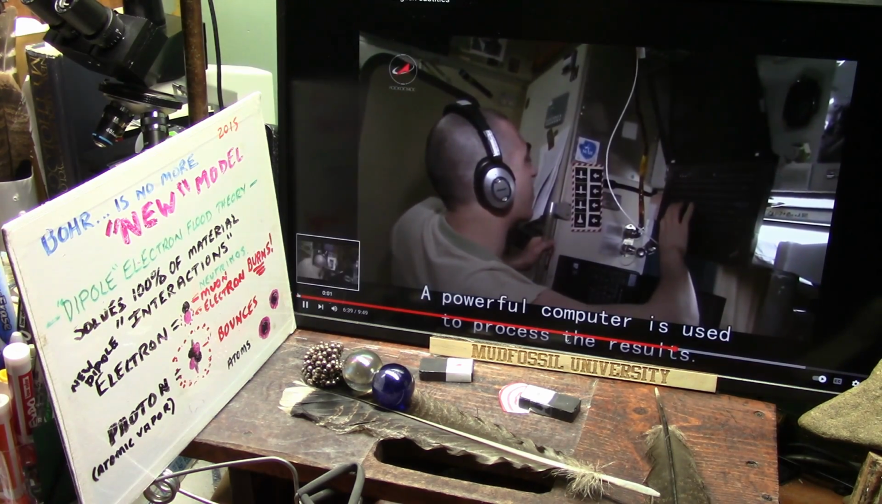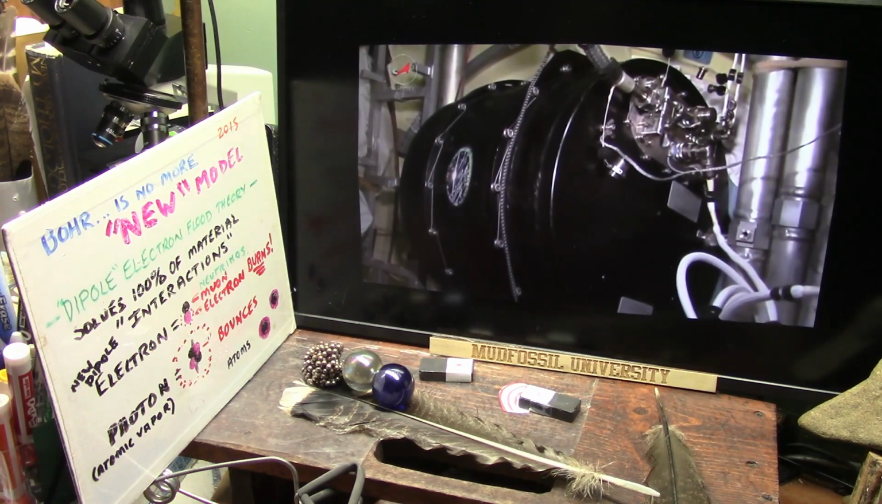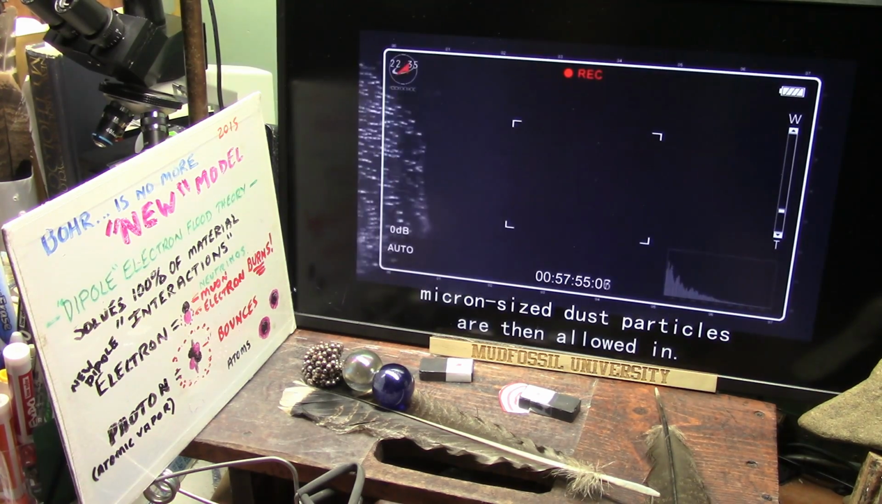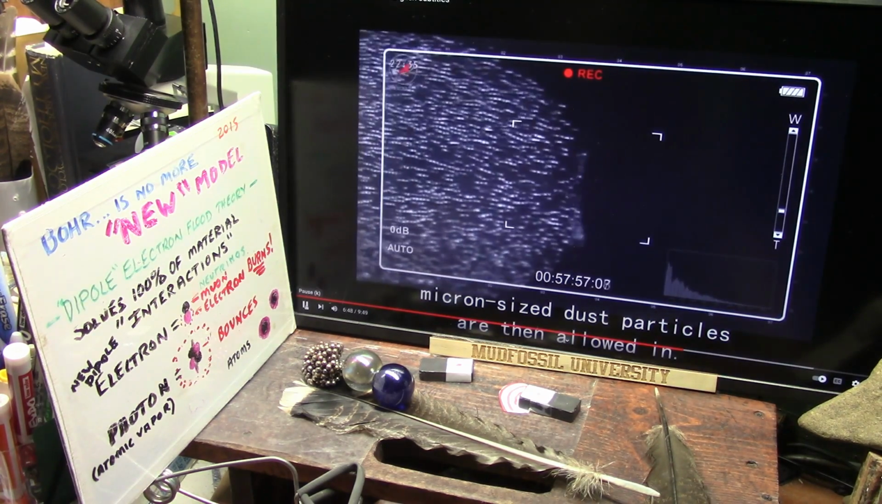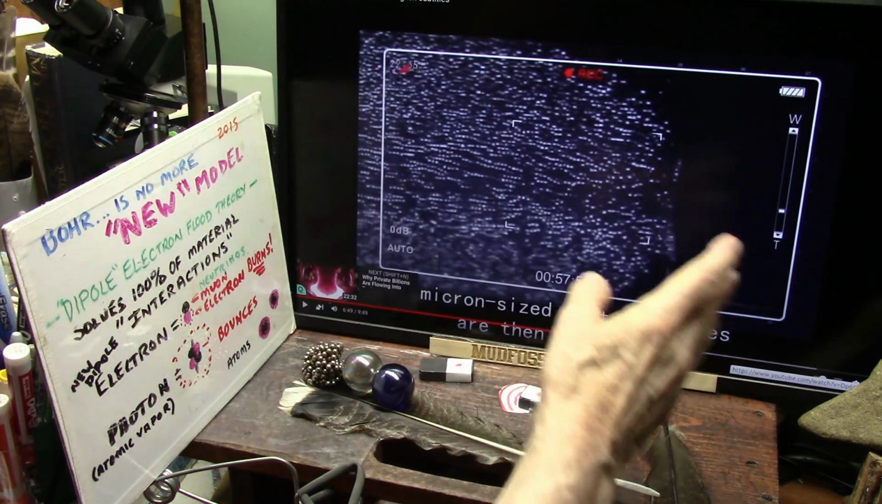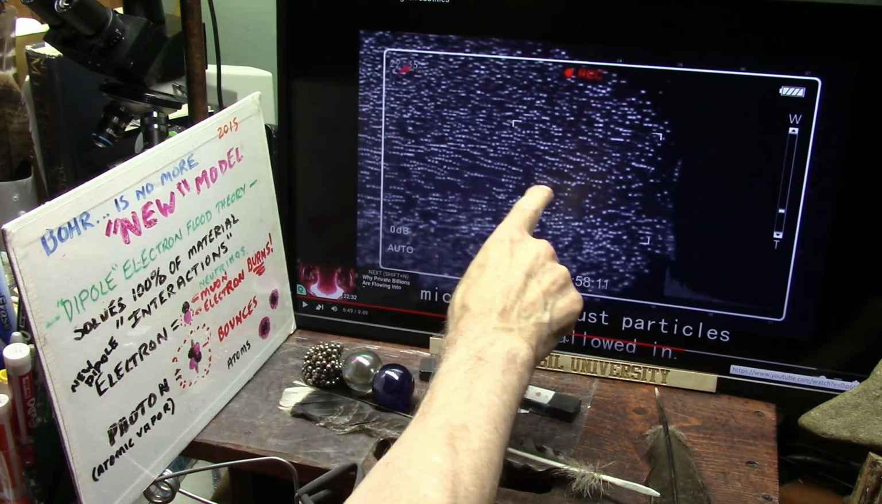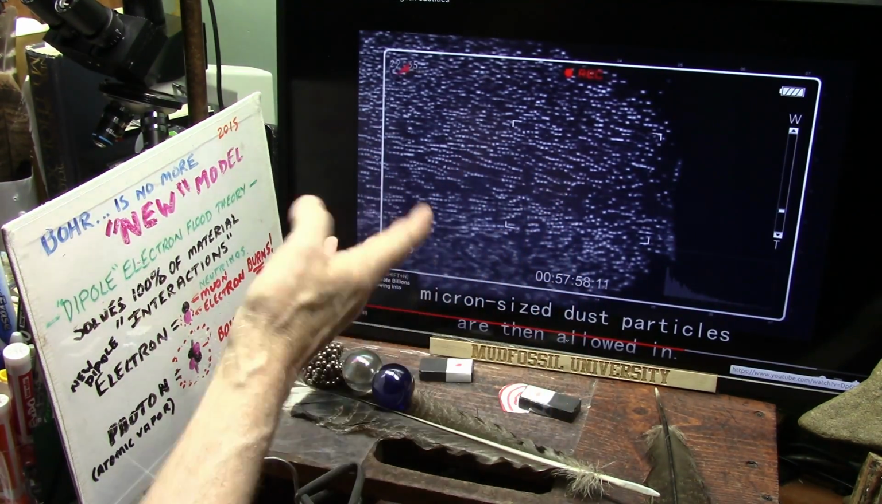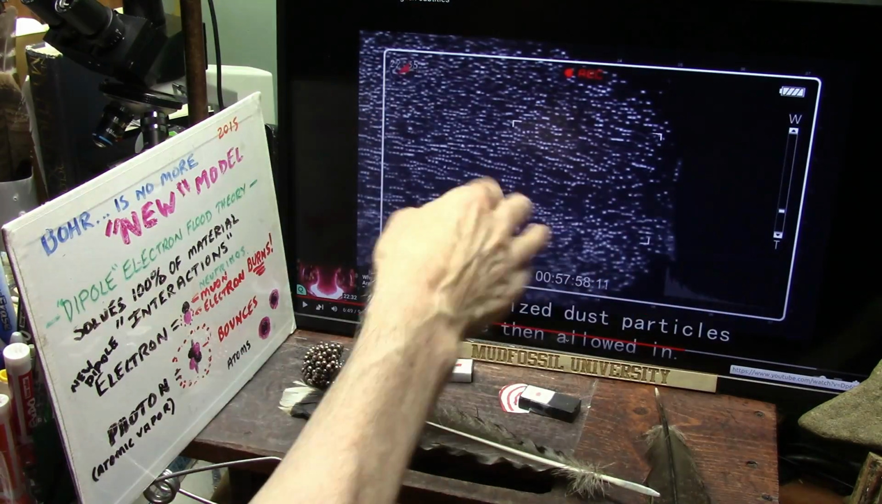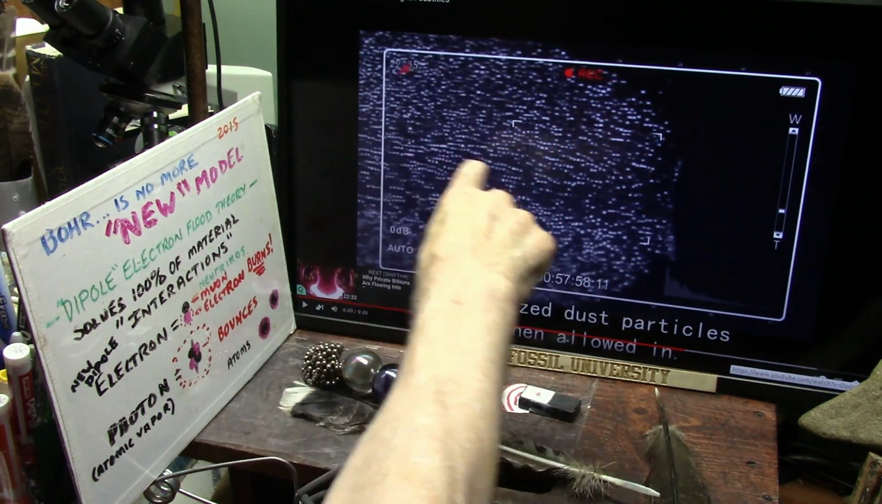Alright, so a powerful computer is used to process the results. That's the black bucket, and that's totally empty. Now they're injecting these particles. What are they doing? Watch what happens here. See them coming in stripes? Why would they do that? Well, that's because they push each other and shove each other away. That's what creates interference patterns. Interference patterns are not flapping this way and flapping that way. They are electrons pushing each other away, creating stripes.